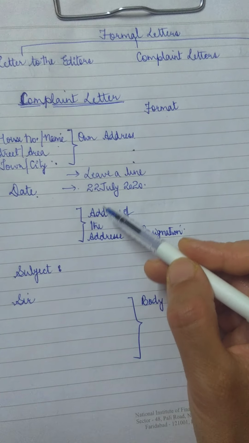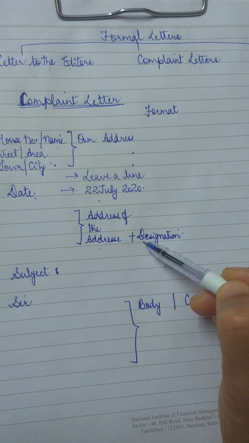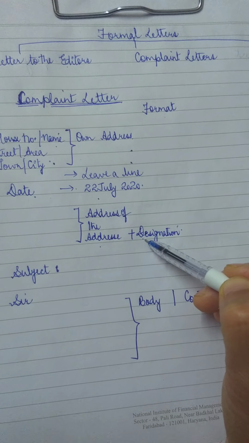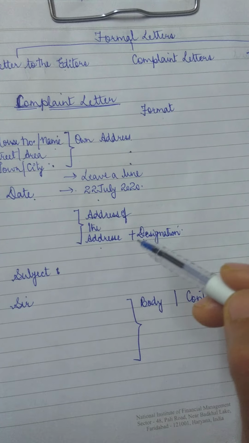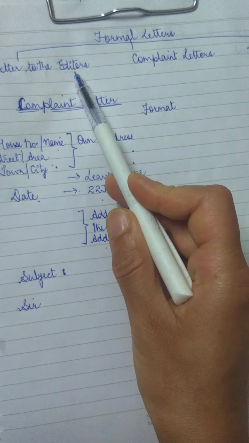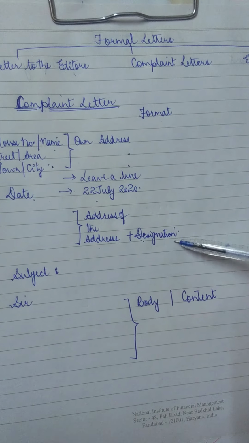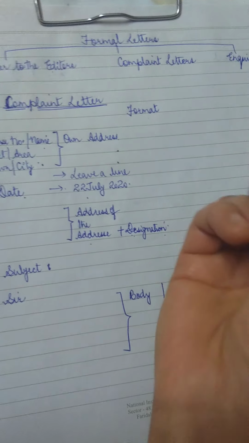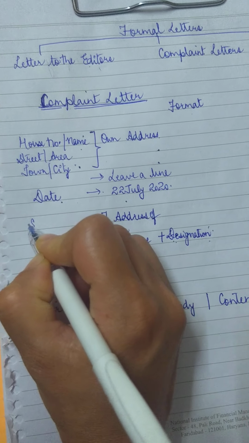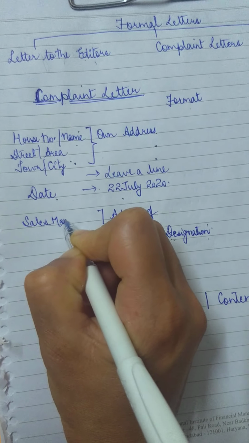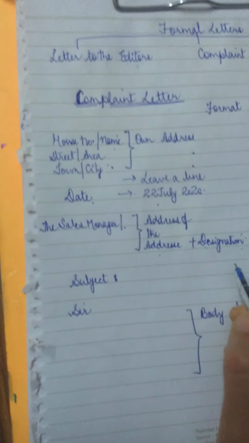After that, you leave another line and you write down the address of the addressee along with the designation. Now, what is the designation? Designation is basically the person you are addressing the letter to. For example, when it was the letter to the editor, the editor was the designation of the person. Over here, you are either writing down to the sales manager or to the manager. So the designation always has to be written on the first line. So you write down the sales manager, okay, or you write down the manager.